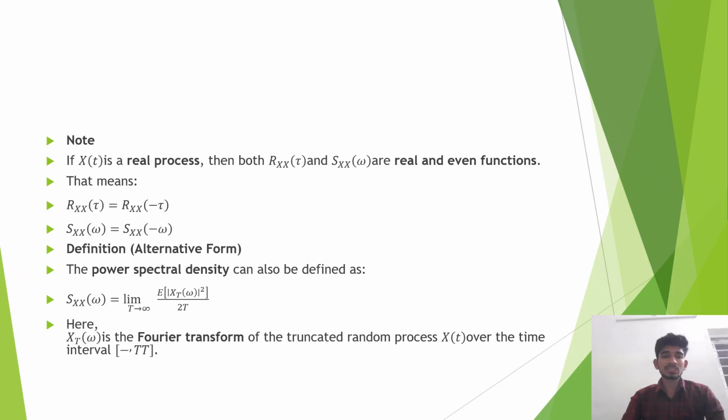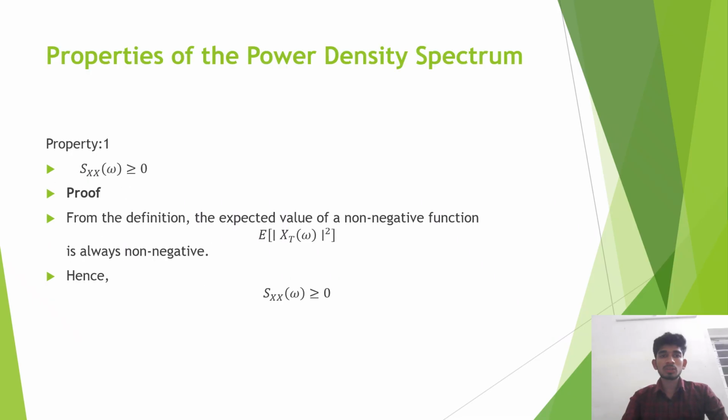Definition of the alternative form of PSD. The power spectral density can be defined as Sxx(omega) is equal to the limit as T tends to infinity of the expectation of |X_T(omega)| squared by 2T. Here X_T(omega) is the Fourier transform of the truncated random process X(t) over the time interval minus T to T. Now we are moving to the properties of the power density spectrum.